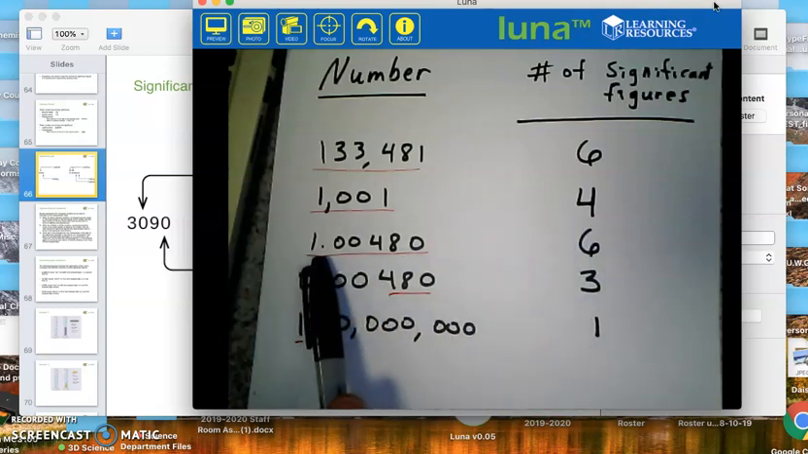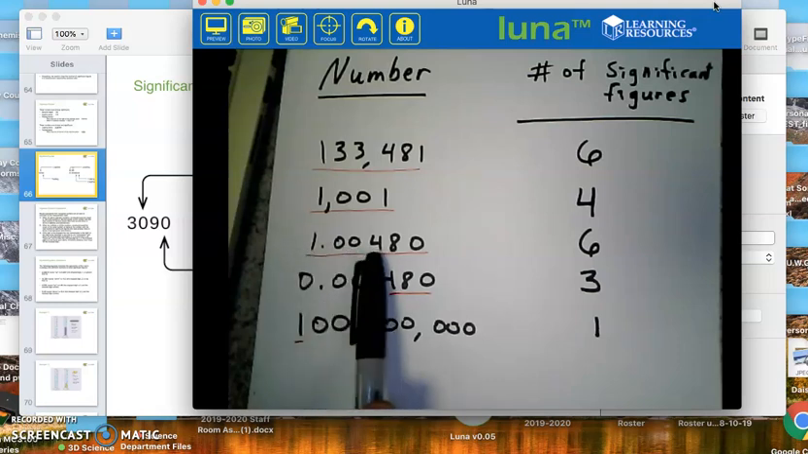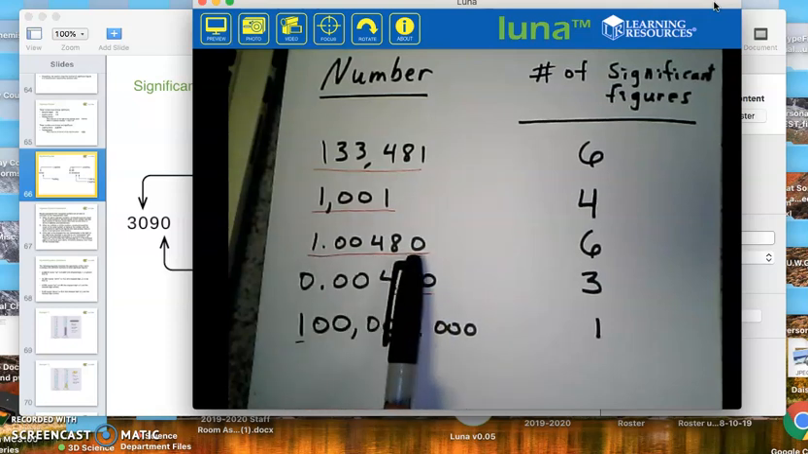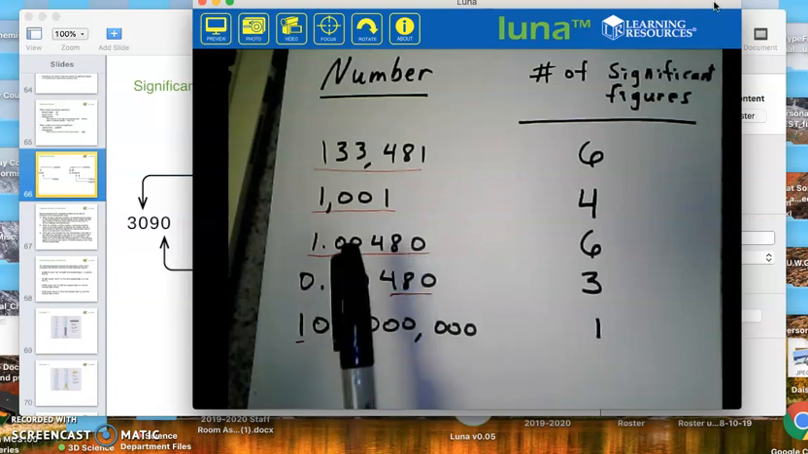In this example, we have a non-zero digit here. We have 2 zeros that are sandwiched in between 2 non-zero digits. And then we have a trailing 0 that's also significant because it's to the right of the decimal point. And so here in this case we have 6 significant figures.